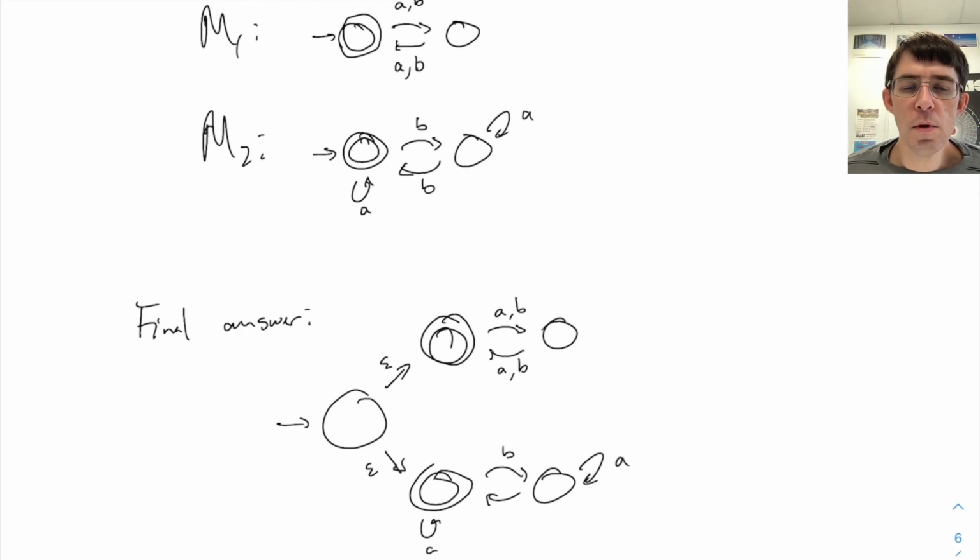So the moral of the story is, sometimes if you're asked to make an NFA for a weird language, you can break that set down as a union or maybe as a concatenation and then patch together smaller, simpler NFAs into a big one.